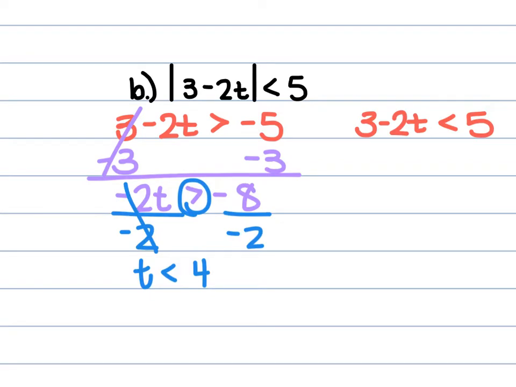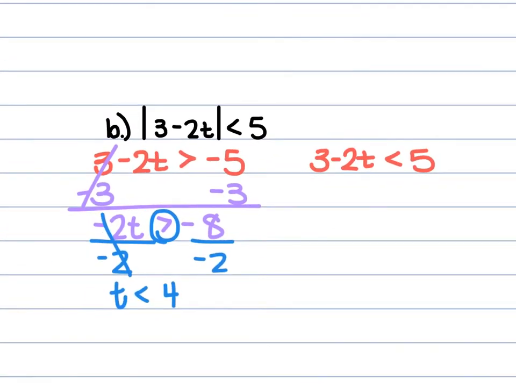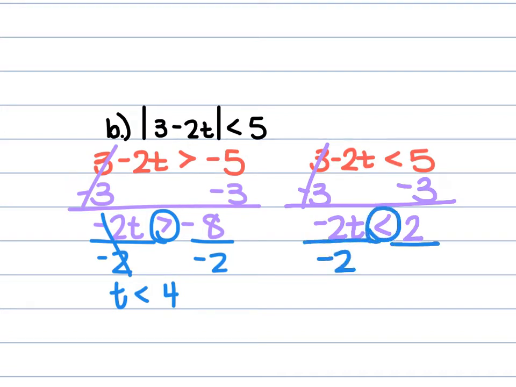If you look at the second one, we have 3 minus 2t is less than 5. The 3 is going to be moved over, so we're going to subtract the 3 from each side to get negative 2t is less than 2. And then we're going to divide each side by negative 2, flip the sign. We get that t is greater than negative 1.